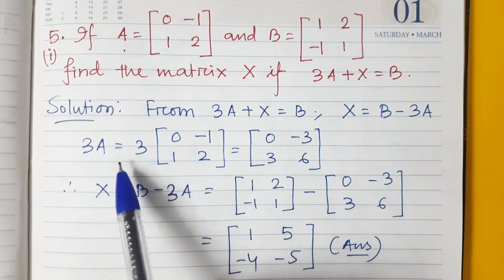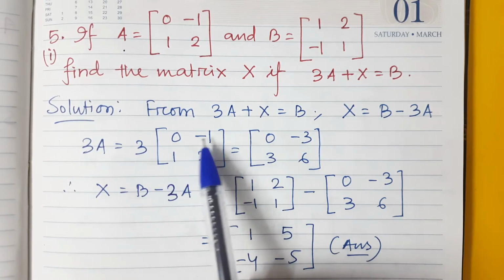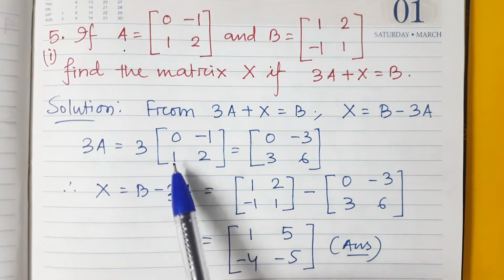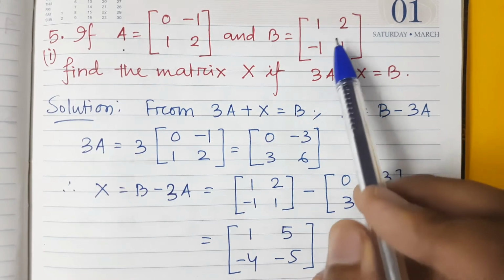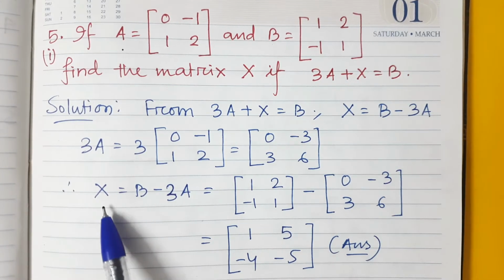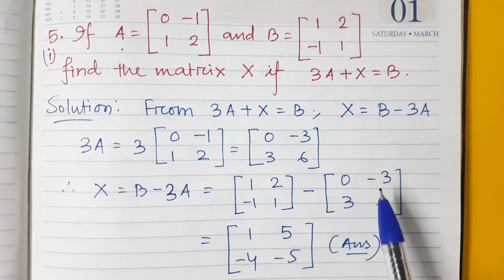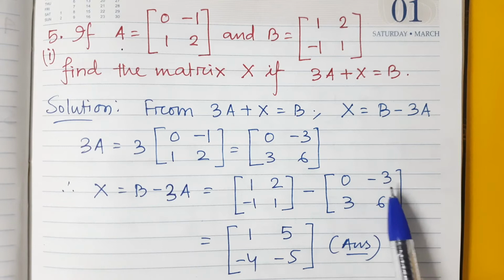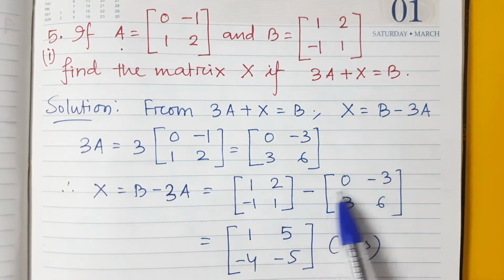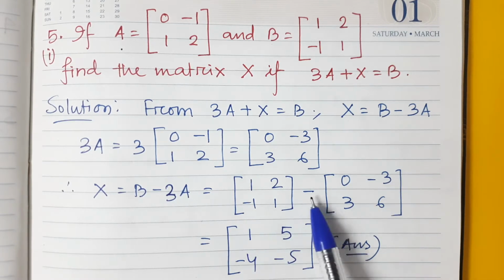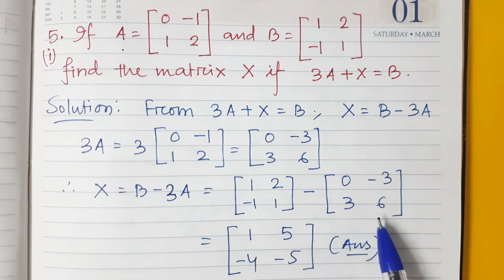Okay, so 3A is 3 into this matrix, that means 3 into 0, 0, 3 into minus 3, that is minus 3, 3 into 1, that is 3, 3 into 2 is 6. Okay, so we have 3A now and B now. Okay, so just need to find X, which is B minus 3A, which is this matrix minus this matrix. Okay, so just subtract position wise. So 1 minus 0, 2 minus of minus 3, minus 1 minus 3 and 1 minus 6. Okay, and you will get this answer.